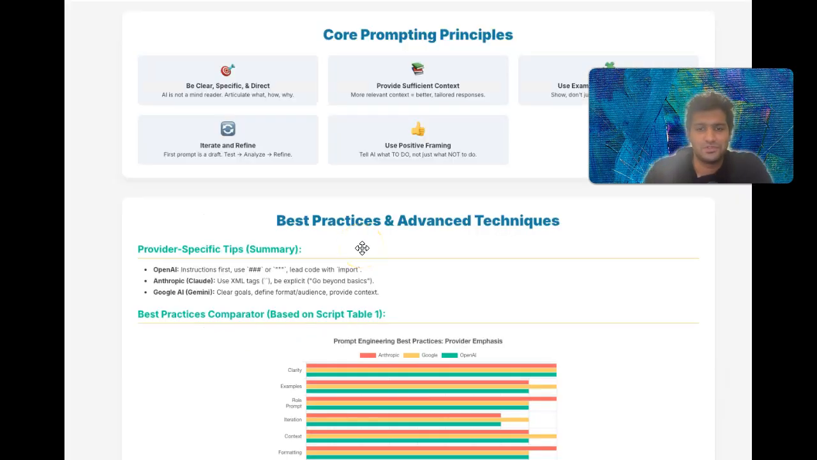Having laid the foundational principles, we now ascend to the next level: mastering specific best practices from leading AI developers and exploring advanced prompting techniques that can unlock even more nuanced and powerful AI responses. While core principles are universal, different AI models can have slight preferences. For instance, OpenAI suggests putting instructions at the beginning of the prompt and using hashtags or commas to separate instructions from context. This helps the model clearly distinguish between what it needs to do and the data it needs to do it with.